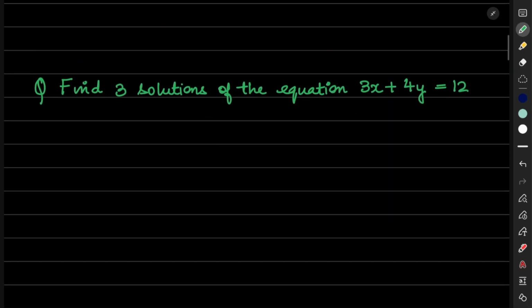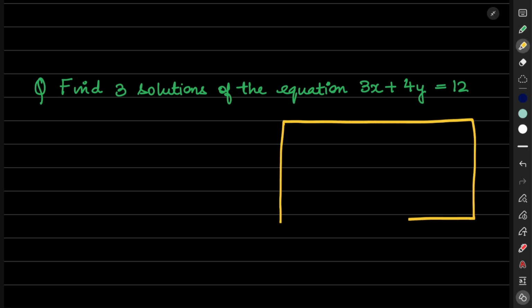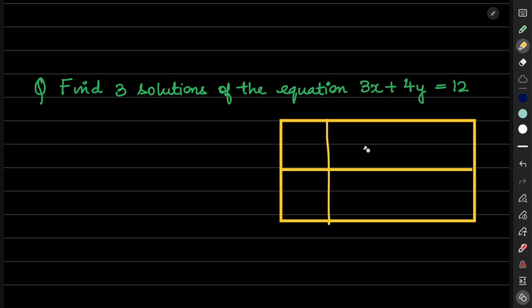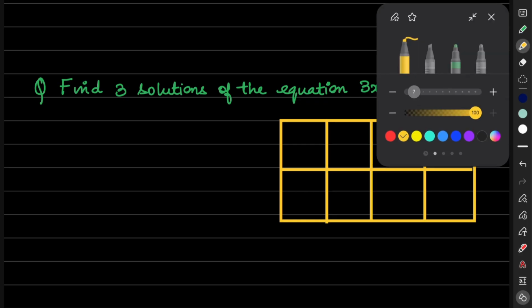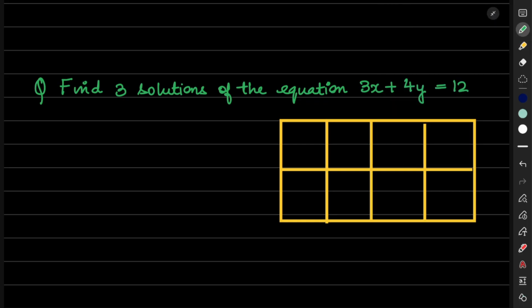Find the solution of the equation 3x plus 4y equal to 12. Whenever you have any equation in two variables, you can have infinitely many solutions. So the very first thing that you have to do is draw a table. Let's draw a small table in order for us to write these x and y values. I'm just going to draw a few boxes of this kind. So this is the table, and here let me write one column x, the other one y.